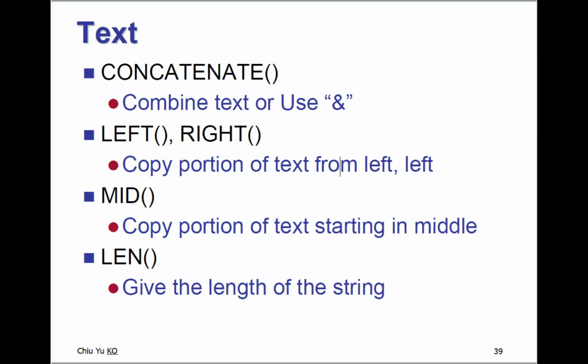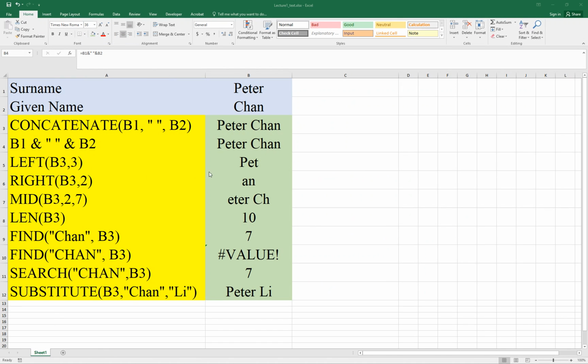And next, you want to extract some text from a longer one, so it's LEFT, RIGHT, or MID in the middle. Let's see how it's done. So this is LEFT from 3, the first 3 letters, Pet. Or RIGHT 2, the last 2 letters, AN. Or MID from the second to the 7th.